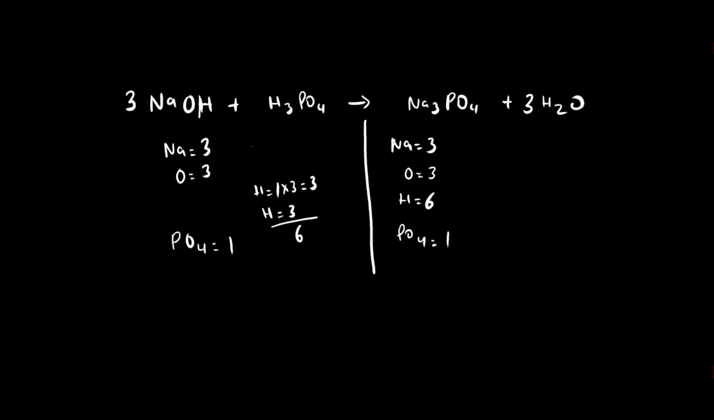So the sodium is now balanced, the oxygen is now balanced, we have 3 on both sides. The hydrogen is now balanced, we have a total of 6 hydrogen on both sides. And now the phosphate is balanced because there's 1 on each side.